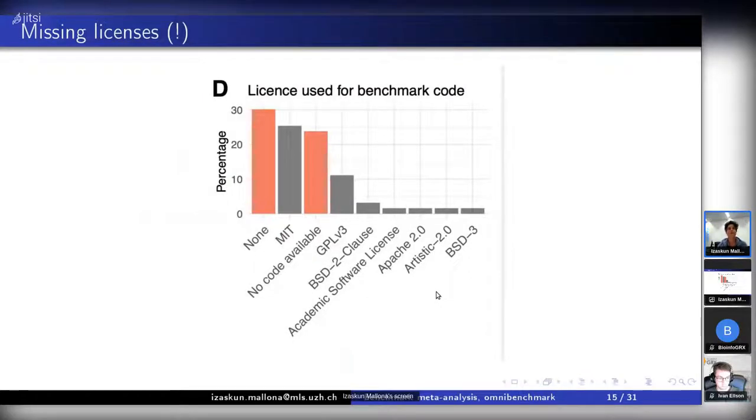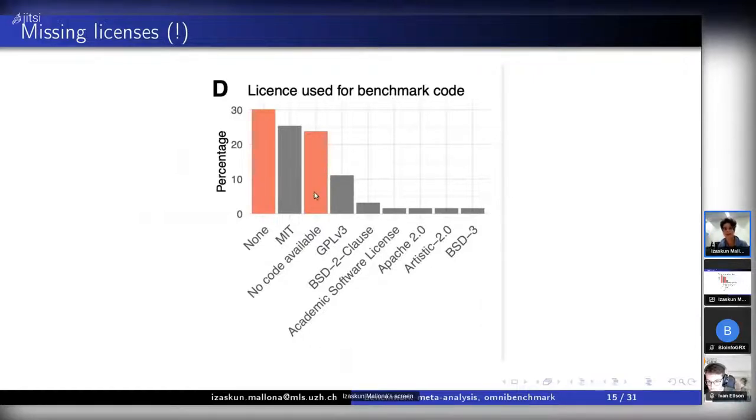Again, about the code availability. Another thing we collected are the licenses used for the code for the benchmarking part. And interestingly, the code was available in some cases, but there was no explicit license, meaning that by default, by law, this code was copyrighted. Then second most used was MIT.